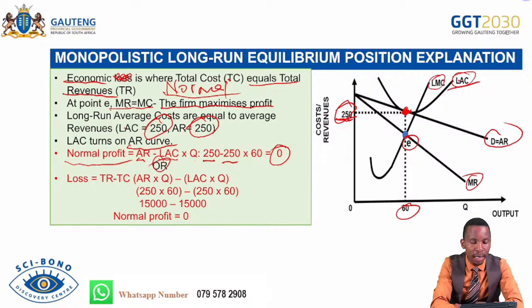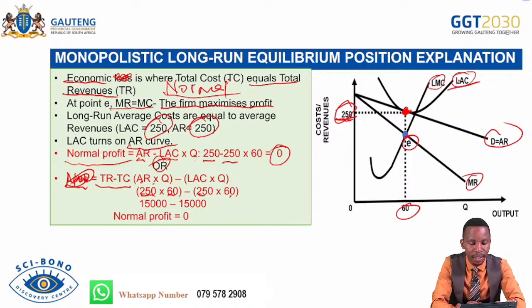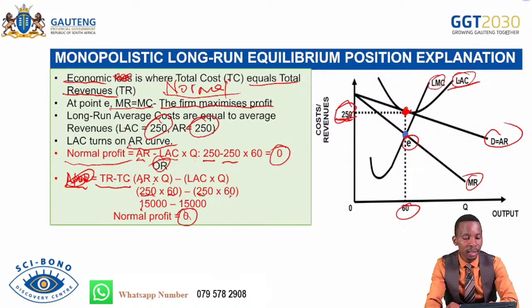The other way around that we can use, we say normal profit, since it's a normal profit, equals total revenue minus total cost. Let's break it out. AR times Q within the bracket, minus, open the bracket, LAC times Q. Let's substitute. 250 times 60 within the bracket, minus, open the bracket, 250 times 60. And then that will give us 15,000 minus 15,000, which will be 0. With this being said, the firm is making a normal profit in both of our calculations. So the firm is not making a profit, neither a loss. We call this one a normal profit.